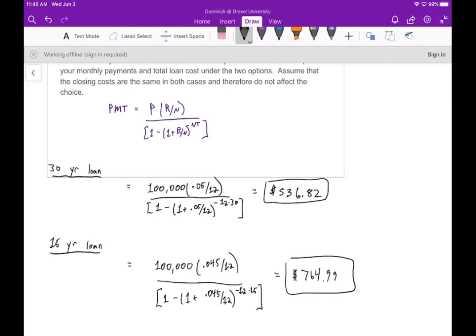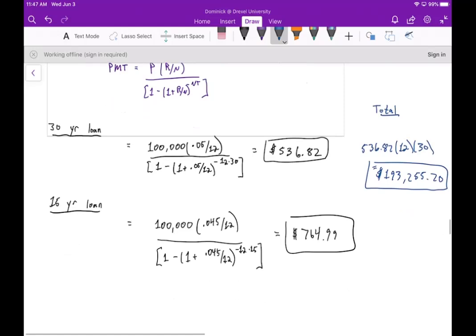Right? Now let's go ahead and we'll calculate how much we're paying over the life of the loan, right? So the total paid, of course, we'll need to multiply our monthly payment by 12 and then by the number of years. So in this case, by 30. So if we multiply 536.82 times 12 times 30, we're going to get that we're paying $193,255.20. So in this scenario, you're paying $93,000 worth of interest.